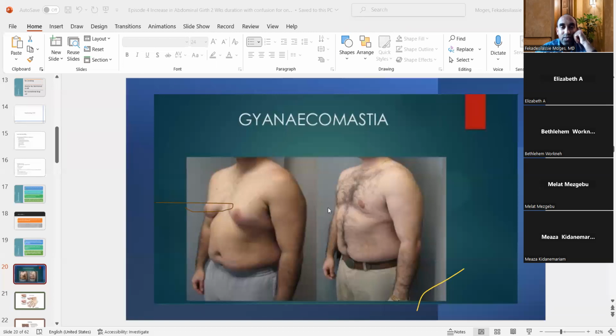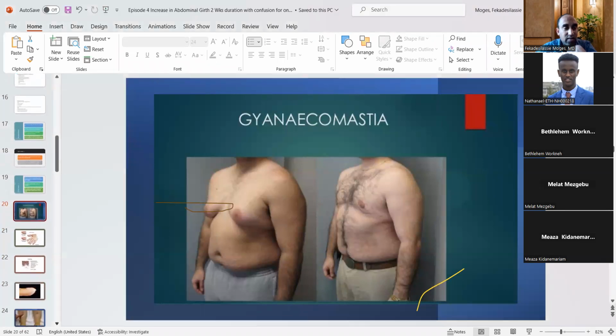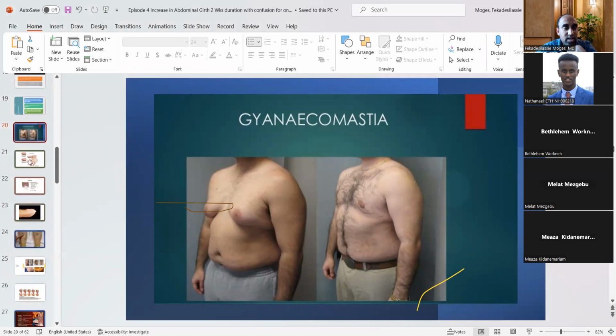Gynecomastia. Which one? This one or this one? One for this, two for this. Which one is the gynecomastia? One or two? This is one, this is two. One. You can see enlarged breast, right? Look at this, gynecomastia. It's one of the peripheral stigmata of CLD, or chronic liver disease, okay? Or cirrhosis.